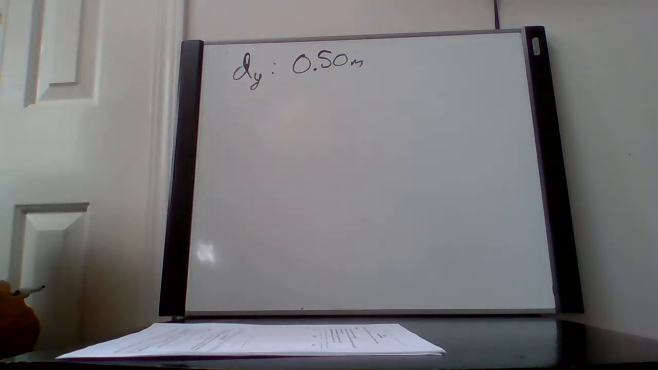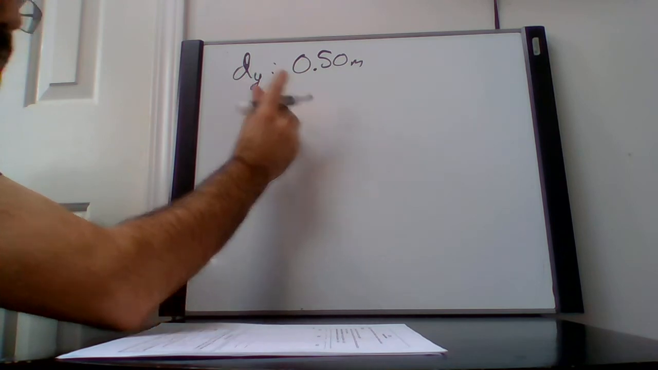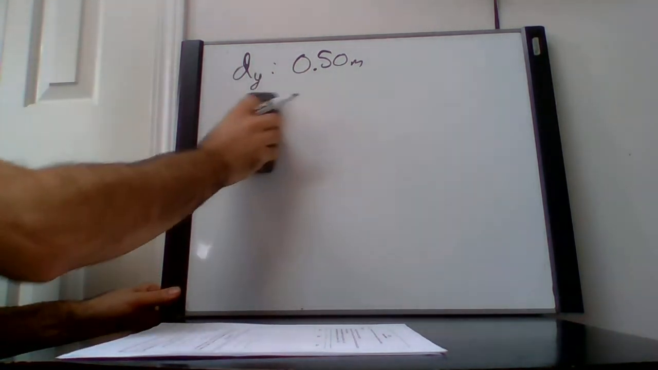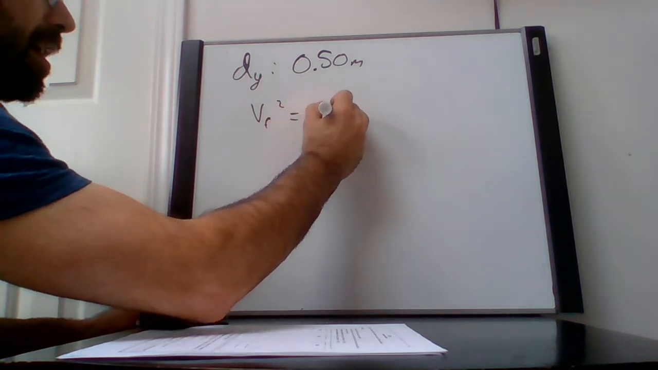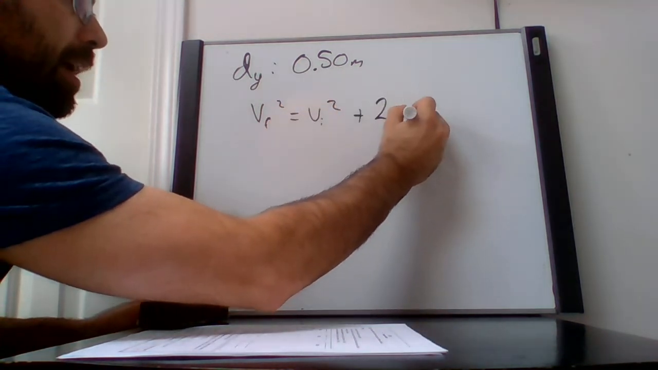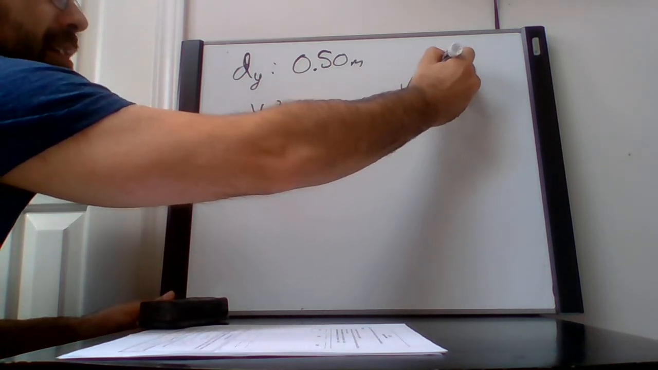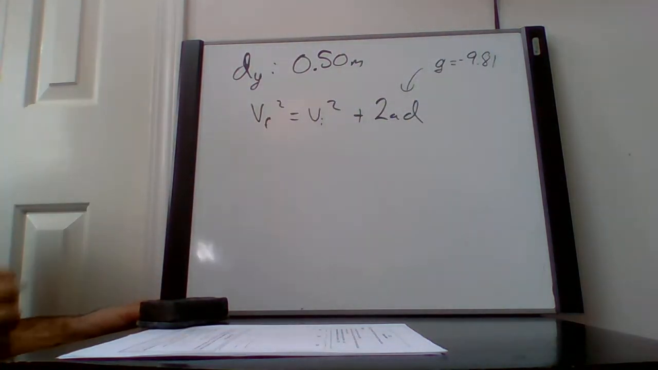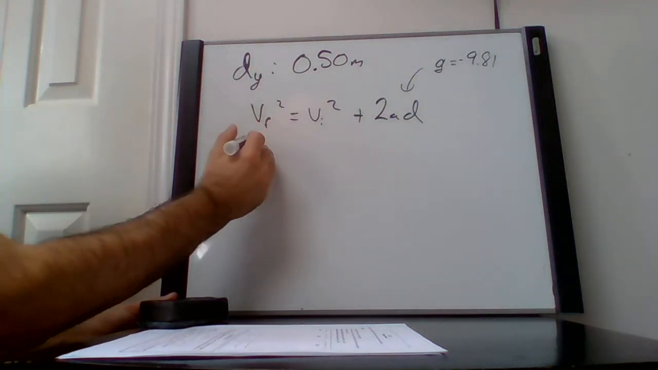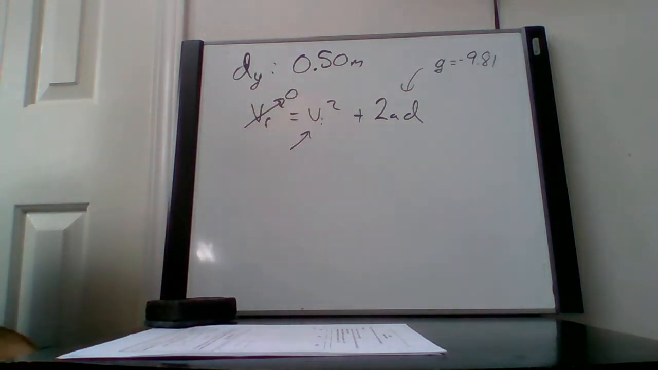Now, using this and our formula, let's use vf squared equals vi squared plus 2ad, where this a that's inside here is at first our acceleration due to gravity of 9.81, and we know at the peak of our jump vf goes to 0. We can find that initial velocity.